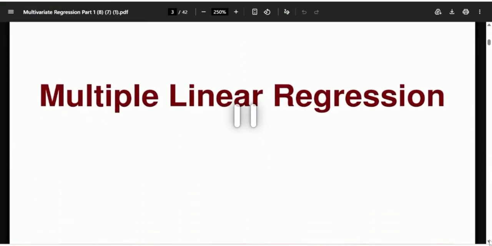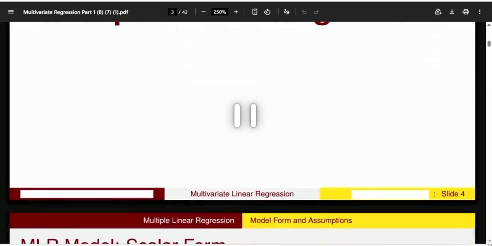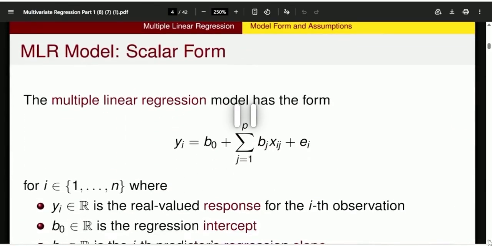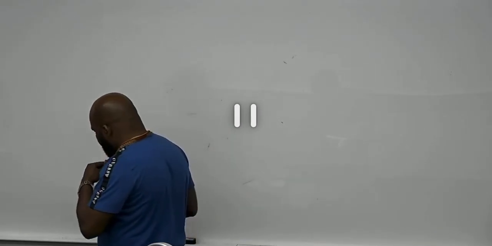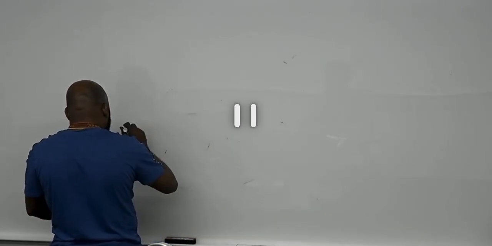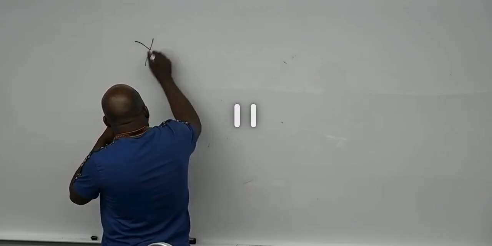Okay, so I want to welcome you to multiple linear regression. Now, this is a model, a multiple linear regression model. In a multiple linear regression model, you have many variables. But when I say variables, I'm not talking about the response, I'm not talking about the outcome. So what am I talking about here?